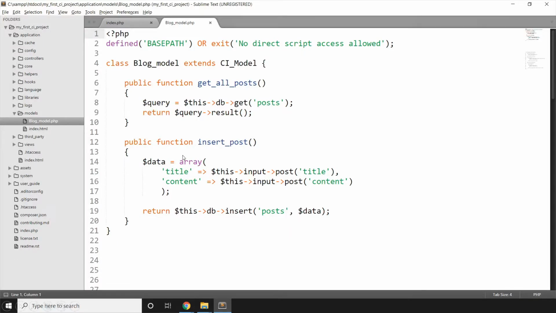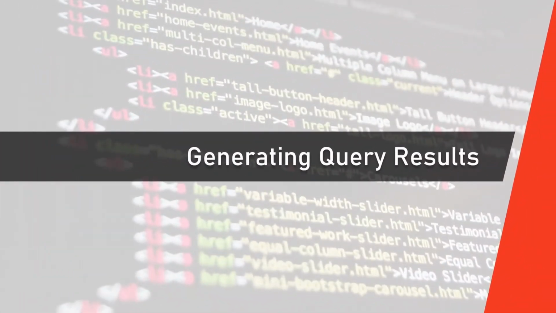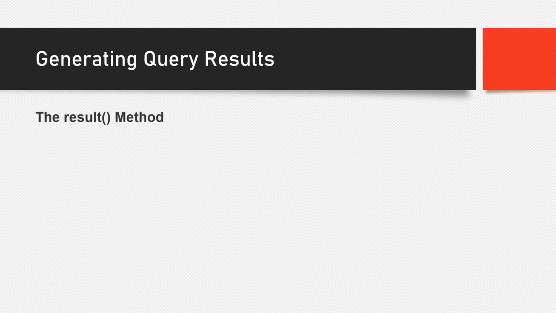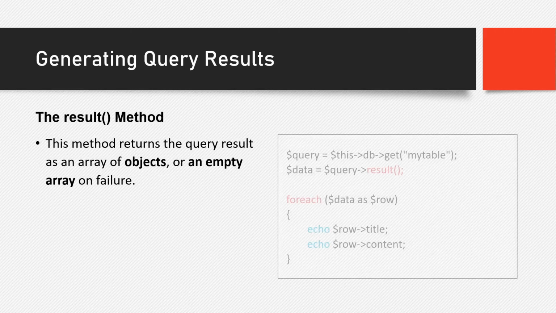Okay. Now, since we already know about the get method, let's try to talk about the result method. So generating query results. There are two methods that we can use. First, we have the result method. This method returns the query result as an array of objects or an empty array on failure.